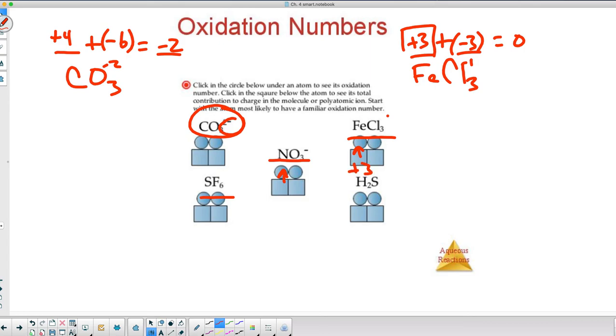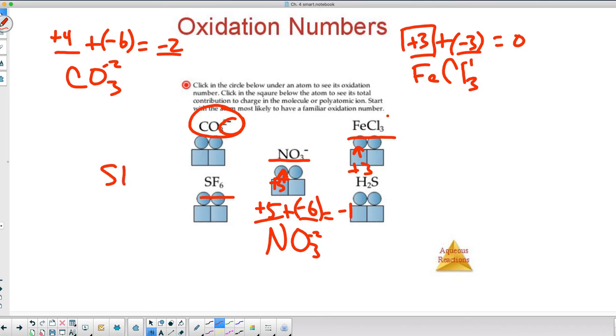Now this one is a polyatomic ion. So if I rewrite this here, NO3, that's all going to equal a -1. I know oxygen is always a -2, which means I got a -6, just like that. That means to get the -1, I must have a +5. So nitrogen in this case is a +5, just like that. +5 for nitrogen.